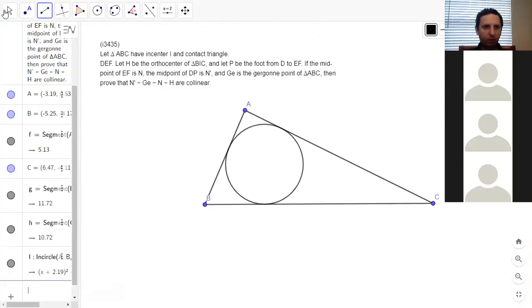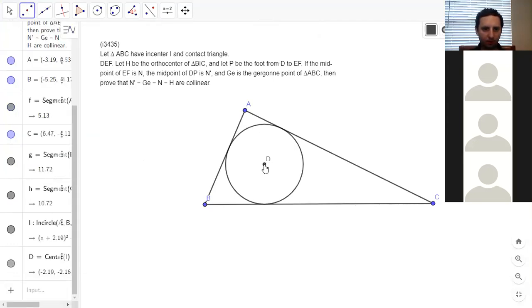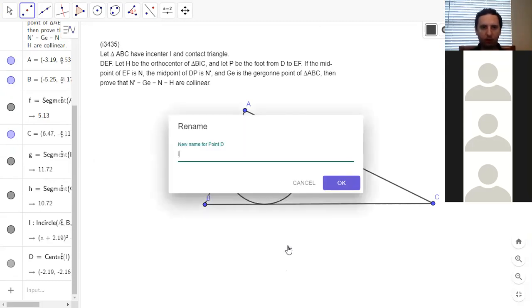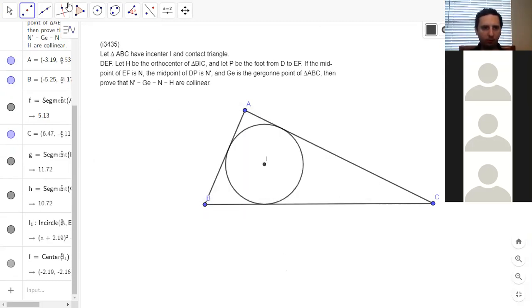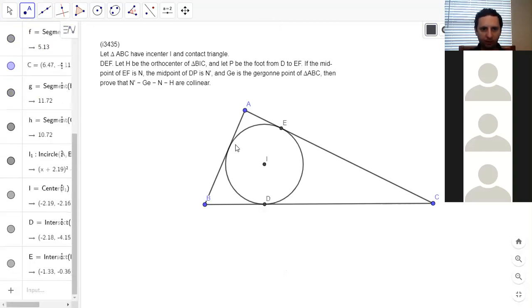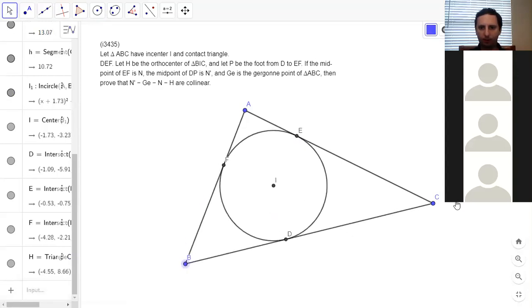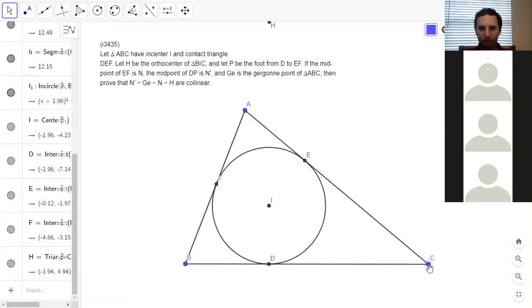Oh, that's weird. Okay, so call this I. So D, E, and F. And then we draw, so we want to draw the orthocenter of BIC. So that would be like some point up here. It's off the screen right now, but I will try to bring it back to the screen. There we go.